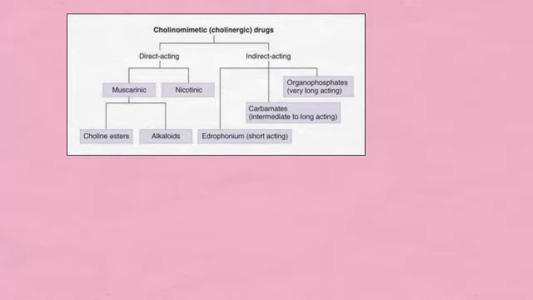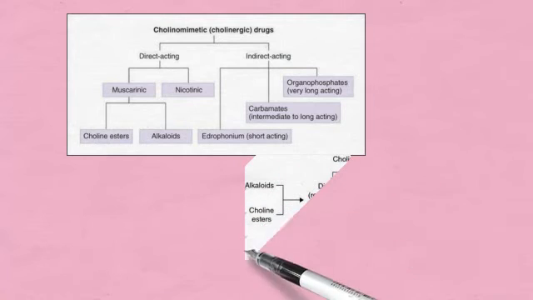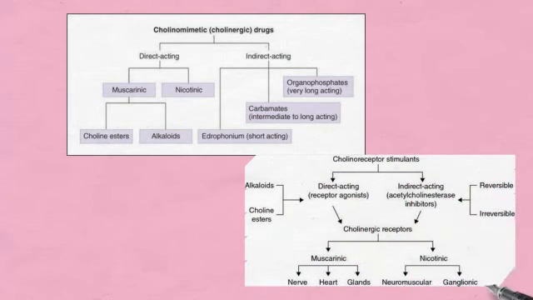Depending upon their mechanism of action, the cholinomimetic or cholinergic agonist drugs are divided into two types. One is direct acting cholinomimetic and the other is indirect acting cholinomimetic drugs. Further, you have to keep in mind that cholinergic agonists are also classified on the type of cholinergic receptors they activate, whether the muscarinic receptors, the nicotinic receptors, or both.